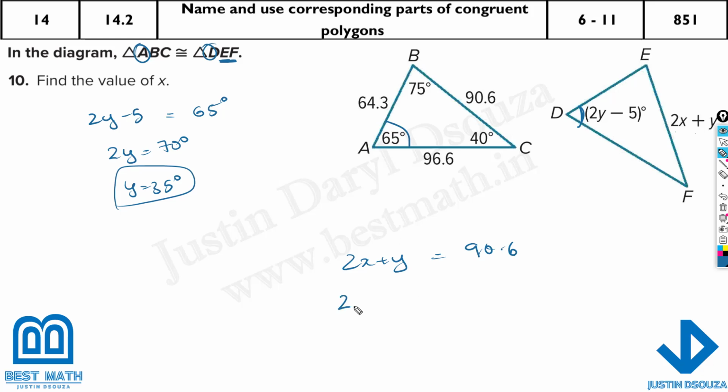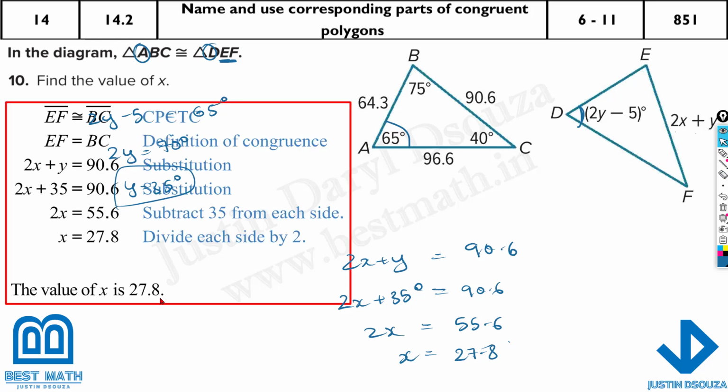It's not over now. You need to substitute back into 2x plus 35. In your exam, you might get this. It's not to solve for y, it's to solve for x, but if you solve y, that might be there in your four options. Don't select that. You need to continue further to find the x value as well. 90.6. So let's take this to the other side. 2x is equal to 55.6, 2x is equal to 55.6, so x is 27.8. So the value of x is 27.8.